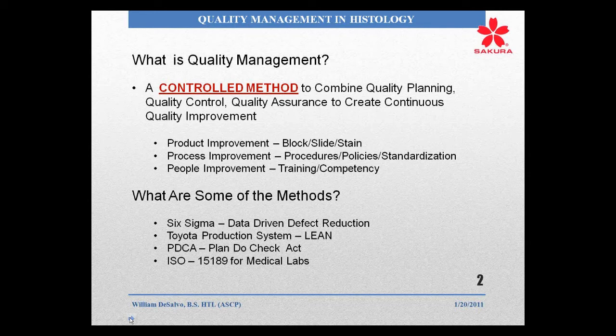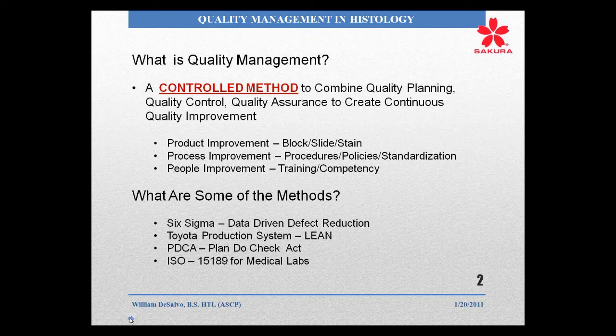So again, what we're trying to do is we're trying to create a method. And when you put these four functions together and you do them consistently and over again in your laboratory, you're going to see three main improvements. Product improvement, which is what for us the product is block, slide, and stain. Process improvement, that's our procedures, our policies, and yes, standardization. We have to create more standardization if we want to really improve our quality.